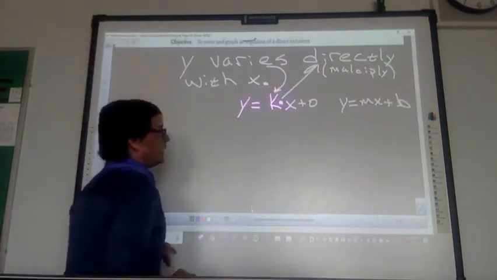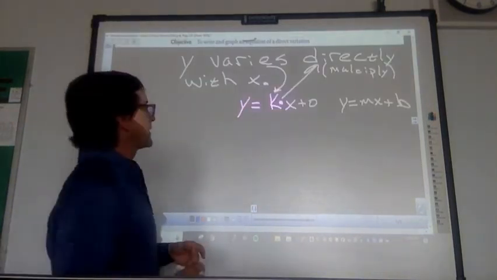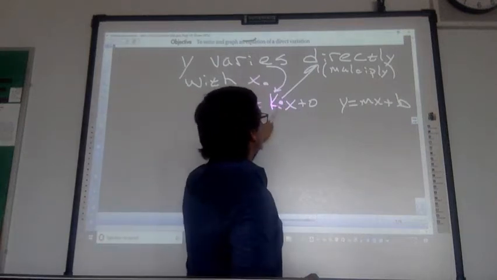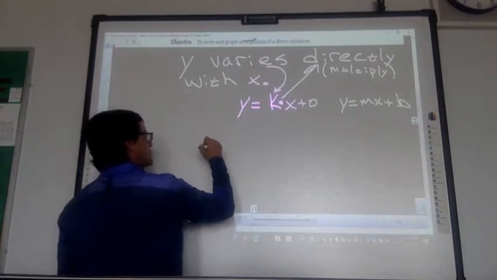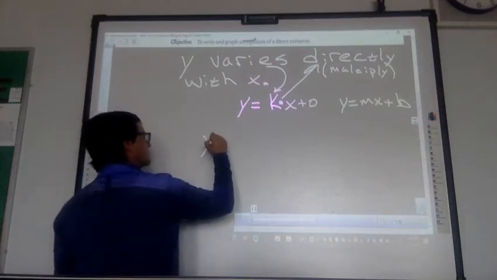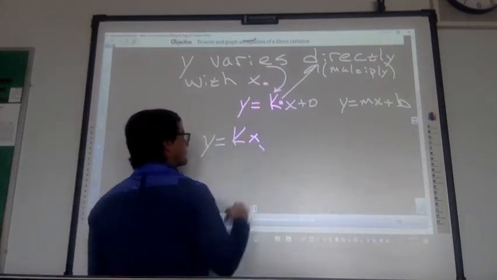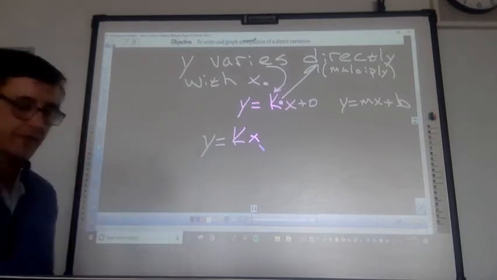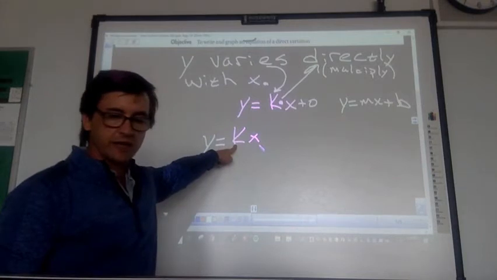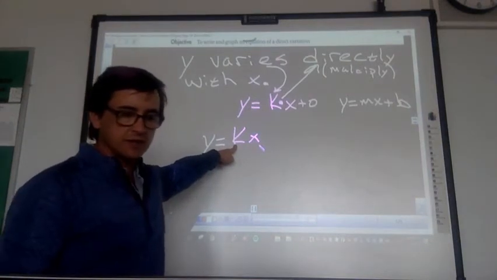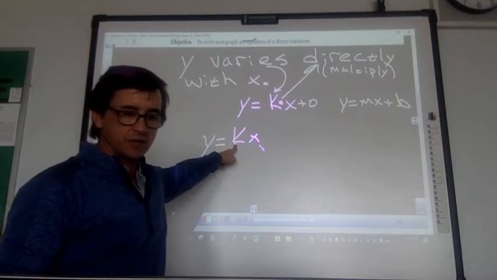Okay, so y equals kx. K means vary, directly means multiply. So if we have this equation, y equals kx, and we want to solve that equation for k, what do I do to solve for k?